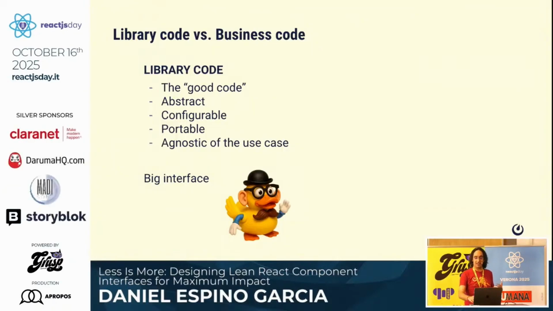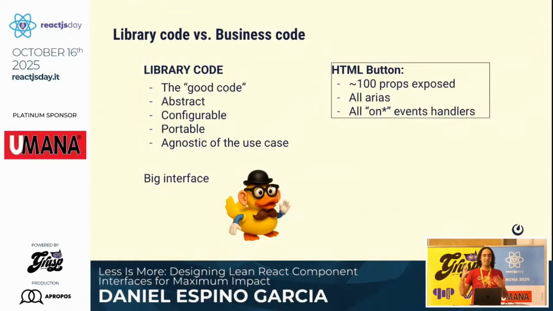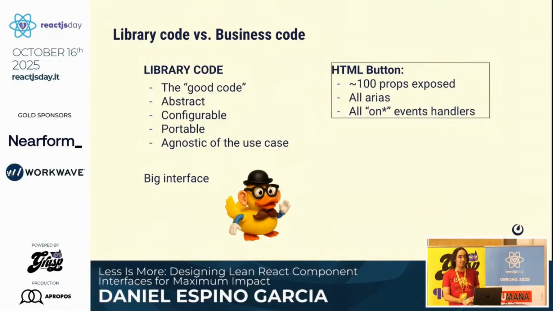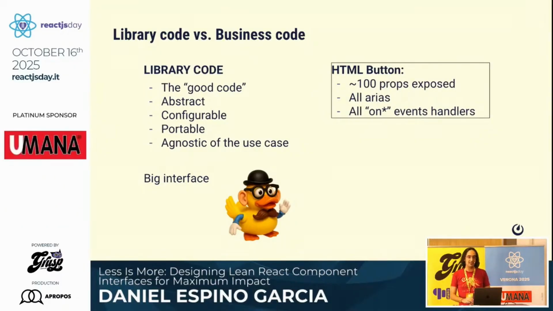That is great. And if you look out there at some libraries, for example, well, this is not a library itself, but the HTML button. The HTML button has more than 100 props exposed. It is impossible to know, or at least to keep in mind at the same time, all the 100 props, because it also has all the aria attributes and all the event handlers.